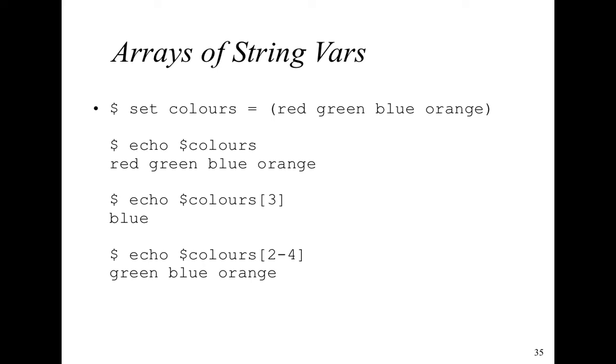Echo colors 3, you're using it like a C array. You say index value, but starting with 1, not with 0: 1, 2, 3. Number 3 is blue. If you say colors 2 through 4, you get green, blue, and orange. So you get arrays with that.